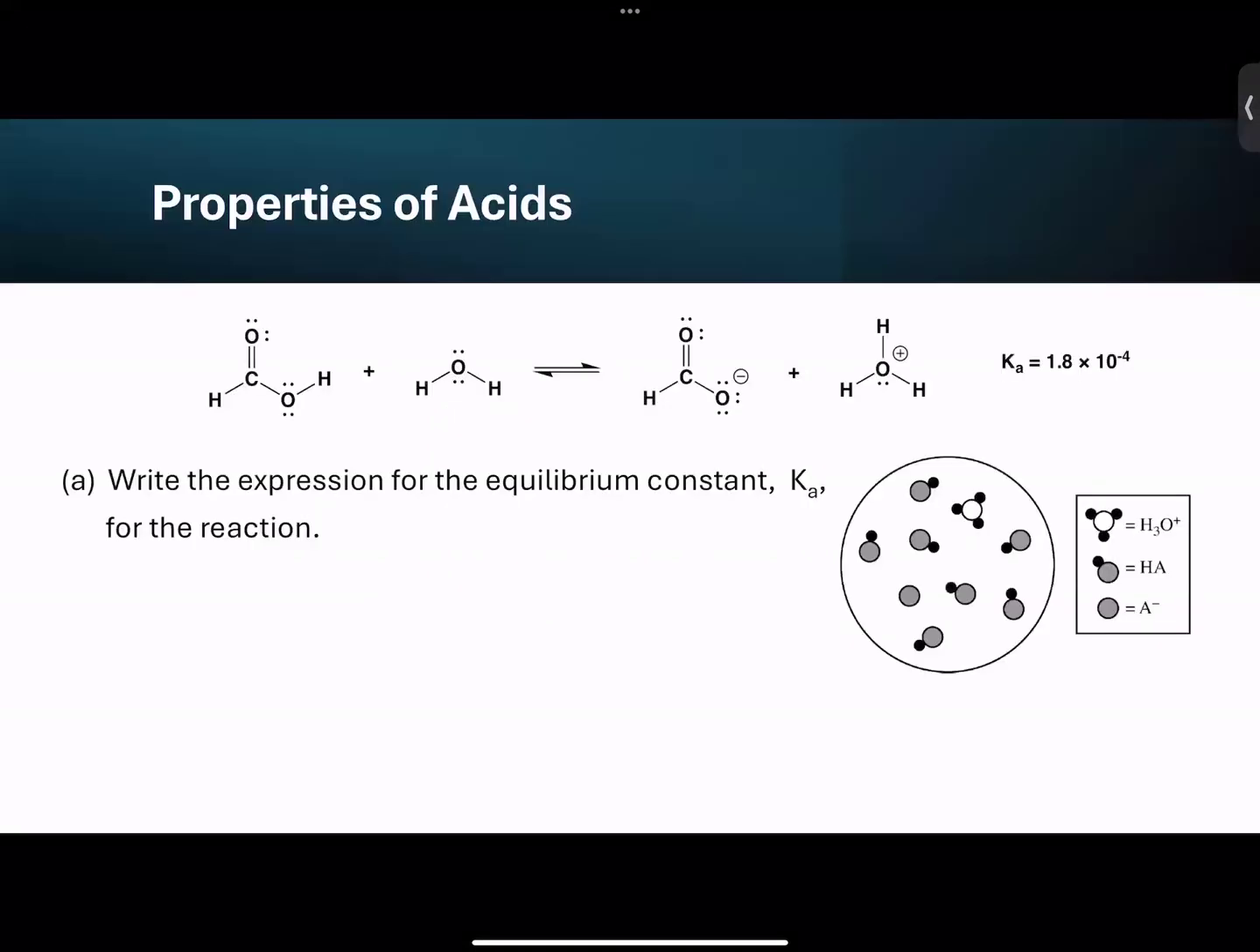First, we are given an equilibrium equation of a weak acid. Here we have formic acid. Formic acid is a common name. The IUPAC name is methanoic acid. And this one is dissolved in water. This one is a weak acid.